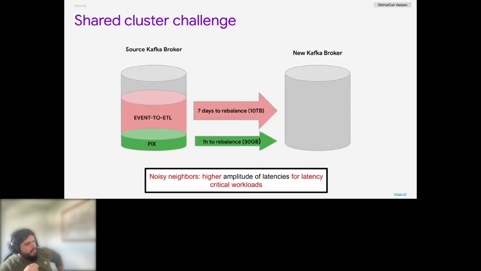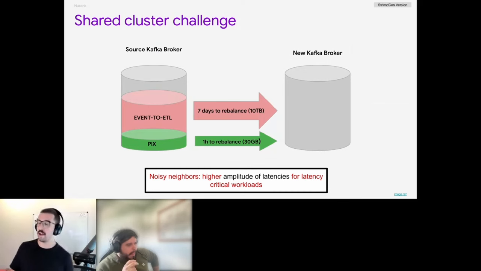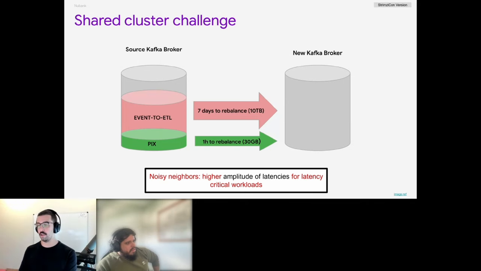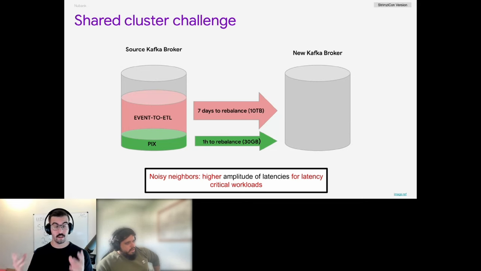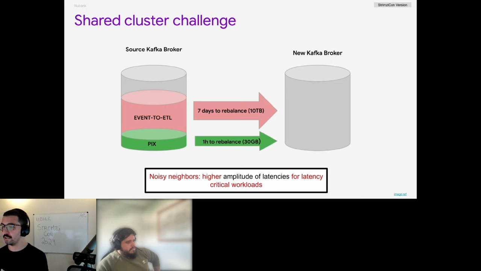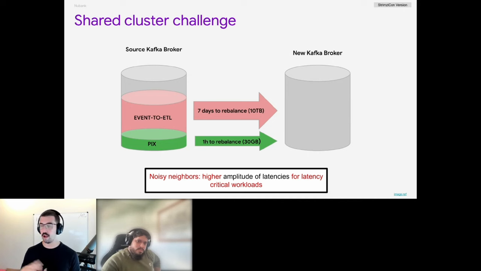Not only that, but the fact that we had a single shared Kafka cluster per shard meant that different workloads shared the same resources, creating a noisy neighbor problem. So the PIX transactions are small and require low latency. We don't need 10 megabytes per message for that. And even TTL, which is another internal topic, has huge messages with a lot of information, like string data. And when we share the same brokers for these very different workloads, we ended up with higher amplitudes of latencies.